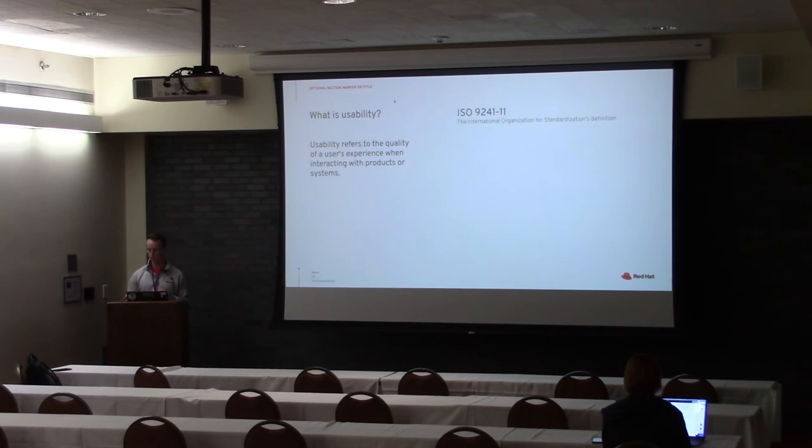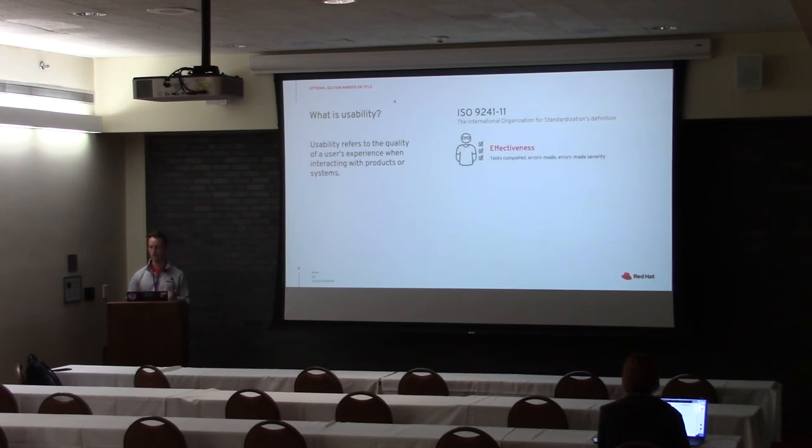So we go to the International Organization for Standardization's definition, the ISO 9241-11. This gets referenced a lot in the user experience world if people want to be real technical with how they're talking about usability. But it essentially just has three main pillars that hold it up.